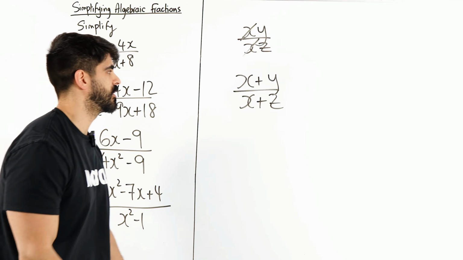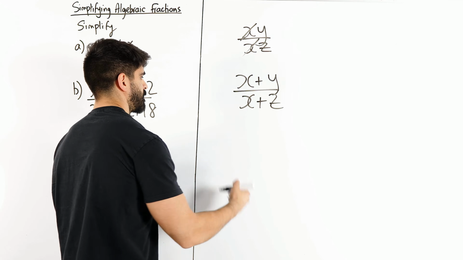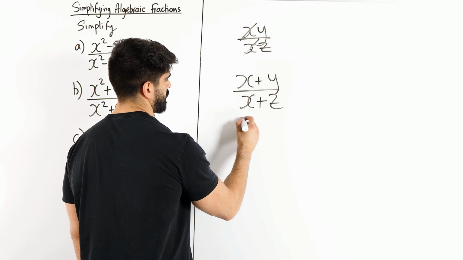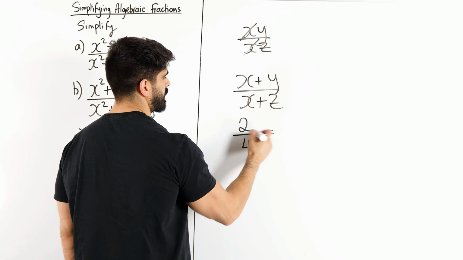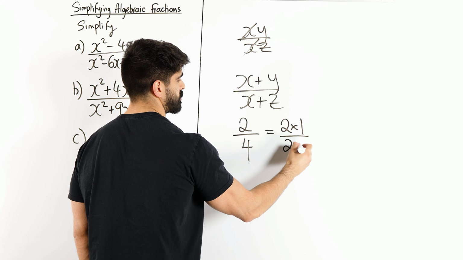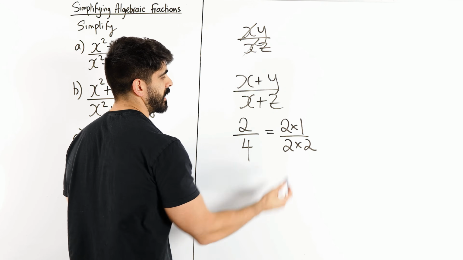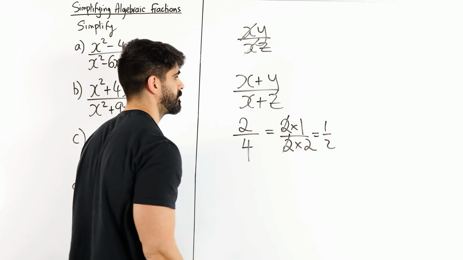Let me give you guys another example with real numbers to help you understand. So we have 2 quarters. Okay? I can rewrite 2 as 2 times 1. And I can rewrite 4 as 2 times 2. Aha! I've written it as multiplication. The 2's cancel. I'm left with 1/2.